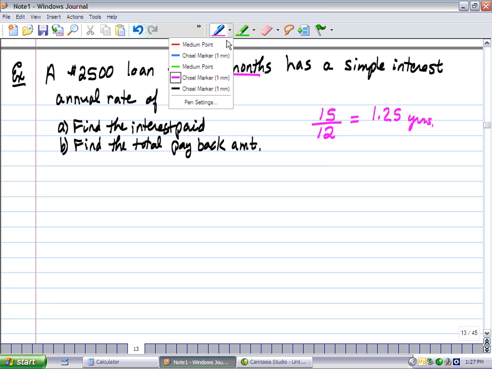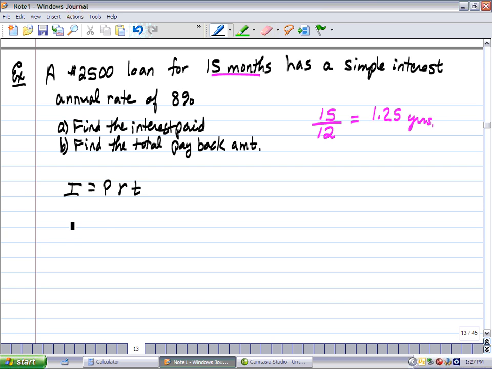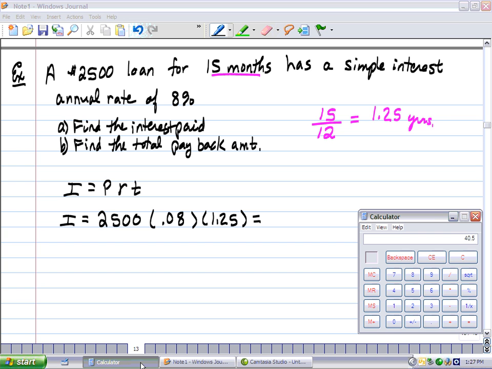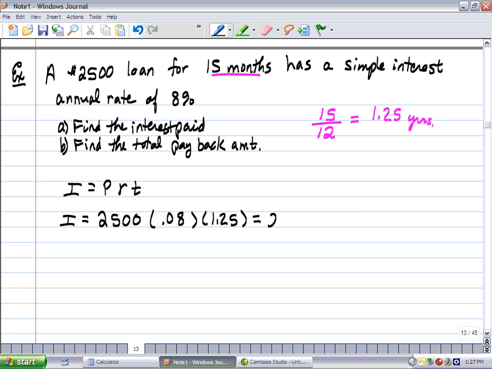Okay. Now we're ready to put it into the formula. I equals PRT. So the principal amount, 2,500, times the rate. Whoops, the rate's not 1.25. The rate is what? 0.08. And we've got to move the decimal place 2 places. The T is the 1.25. Really, since multiplication is commutative, I would have still gotten the right answer if I'd put them in the wrong order. But I want to be clear on which values were which. So I put these in, I get $250.